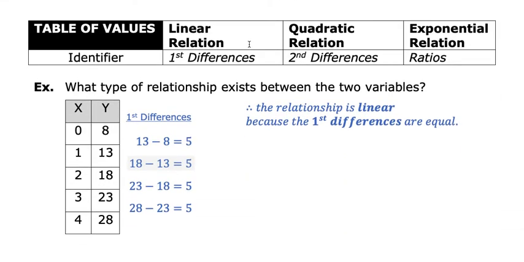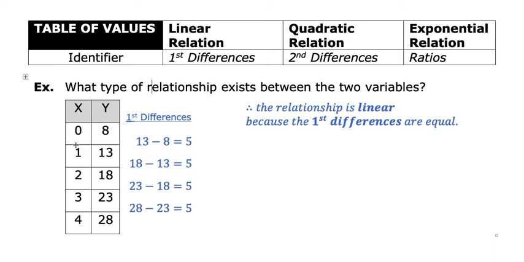Lastly, in a table of values, we're going to discuss what characteristics can be used to identify linear relations, quadratic relations, and exponential relations. So we'll first look at our first differences for linear relationships. So here's a table of values, and we want to know what type of relationship exists between the two variables. The first differences are accomplished by taking the difference between adjacent values of y.